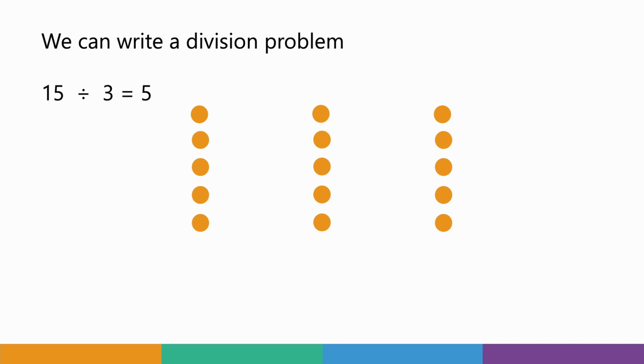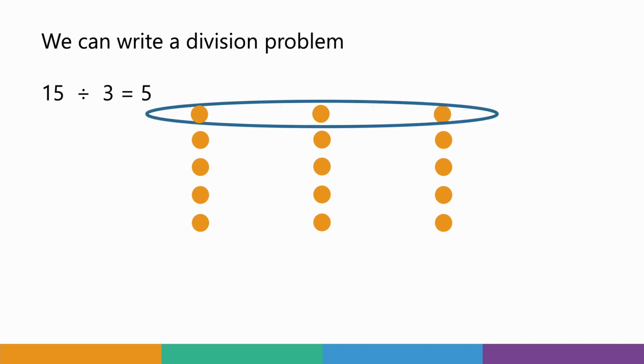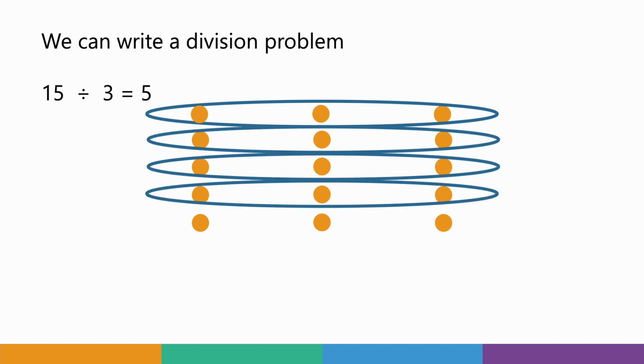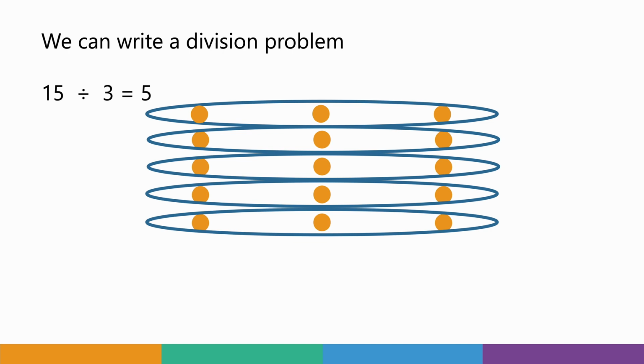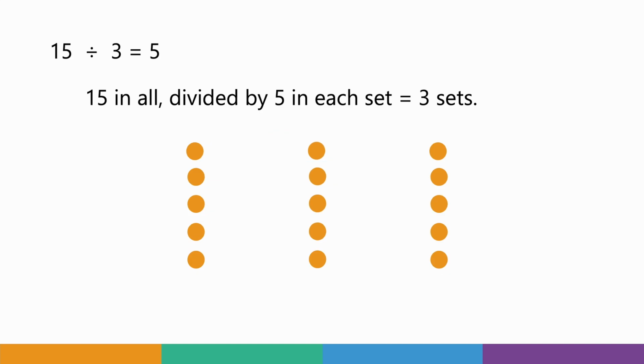We can write a division problem. 15 divided by 3 equals 5. Five sets, 3 in each set, 15 altogether. 15 divided by 3 equals 5. 15 in all divided by 5 in each set equals 3 sets.